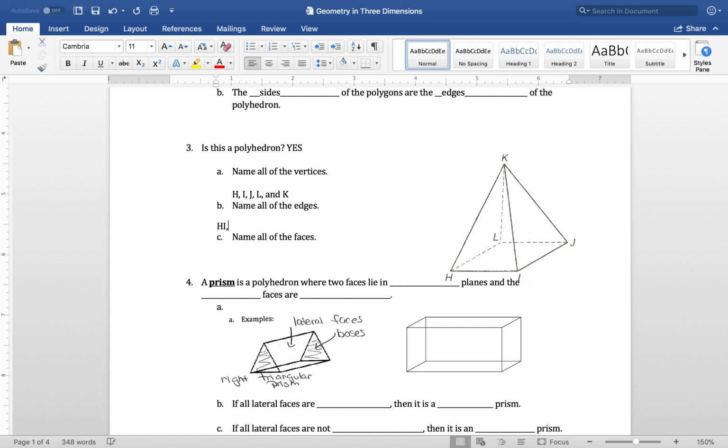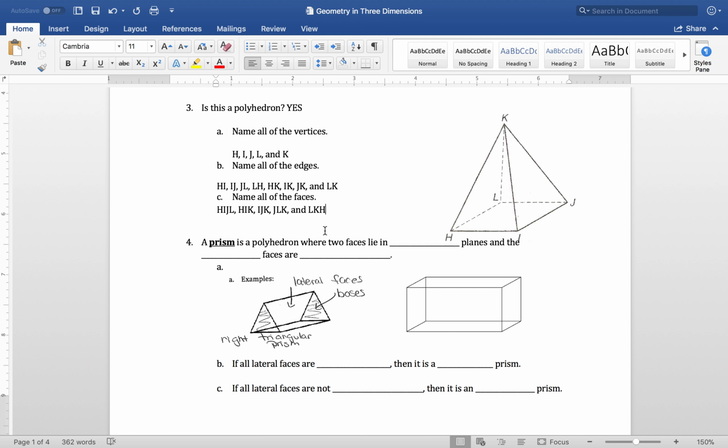The edges are HI, IJ, JL, LH, and going up to the top, we've got HK, IK, JK, and LK. The faces, we have the quadrilateral down there at the bottom, HIJL, and then we have the triangles going around, so HIK, IJK, JLK, and LKH.